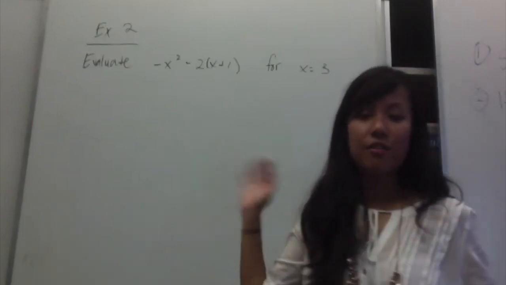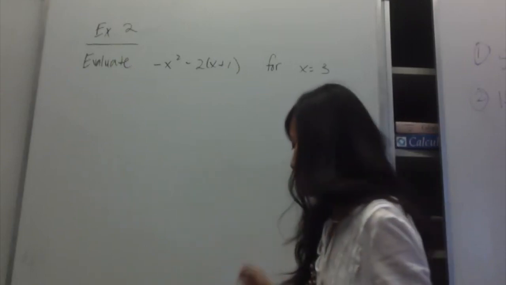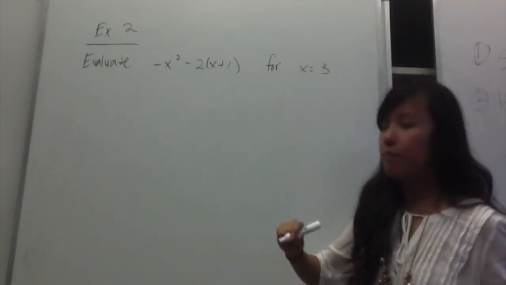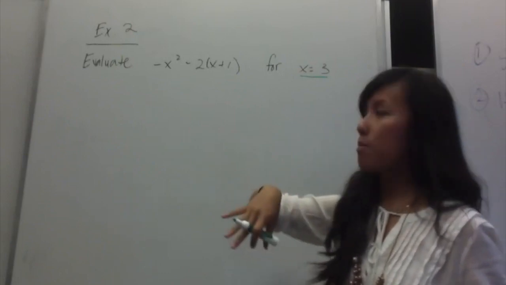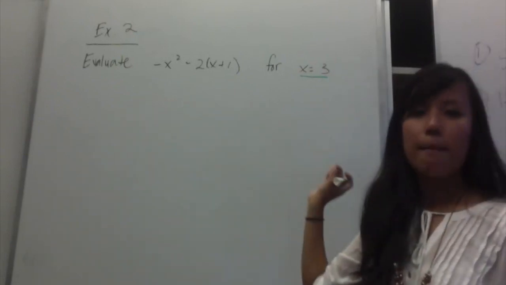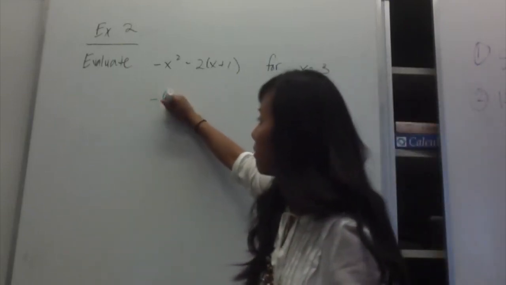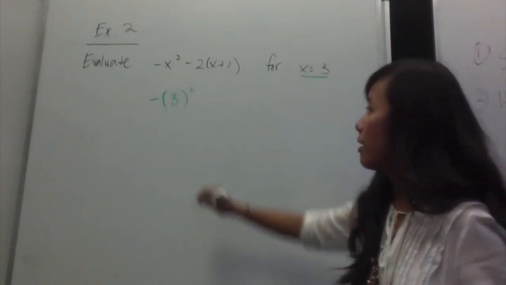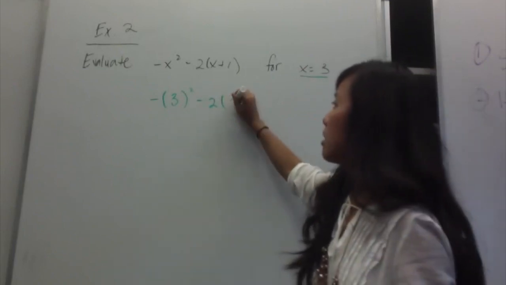Okay, so now for example 2. It's pretty much the same thing, but it's just a tad bit more complicated, okay? So we've got x equals 3. So all you have to do, again, wherever you see x, plug it in. But make sure you include the negatives, the parentheses, everything like that. Just plug in 3 for x. So we're going to write negative, x is 3, so we're going to put in 3 here, squared, okay? Make sure you copy it down correctly. 2 times, plug in 3, 3 plus 1.